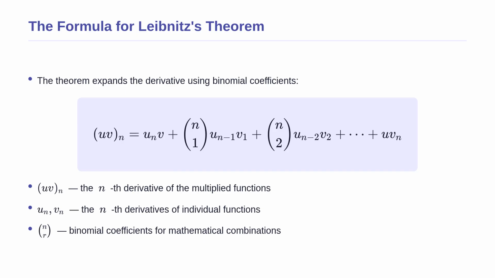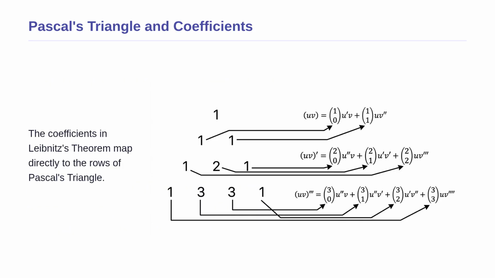Notice the beautiful pattern here. As you move from left to right across the formula, the derivative order of u decreases by 1 each time, while the derivative order of v increases by 1 each time. If you increase the value of n, the formula simply grows longer, adding more terms to the sequence. Before we move on, let us see this pattern with a concrete visual.